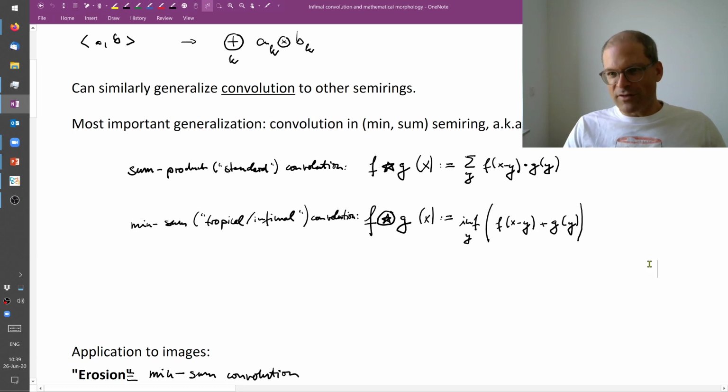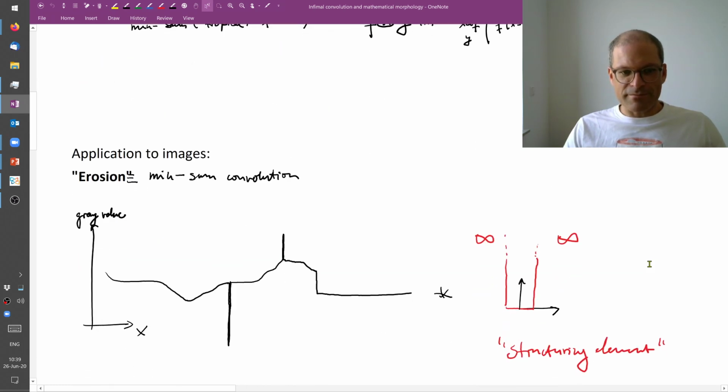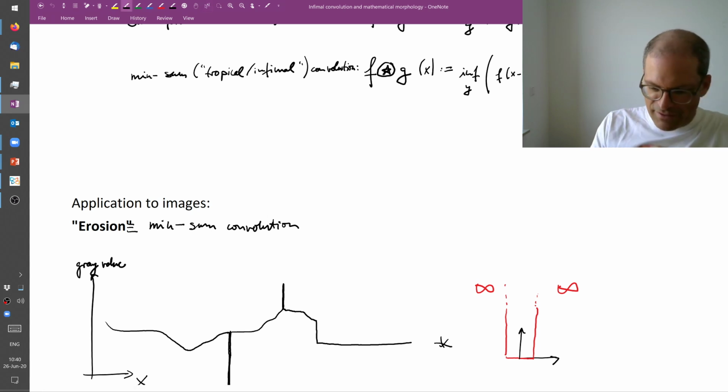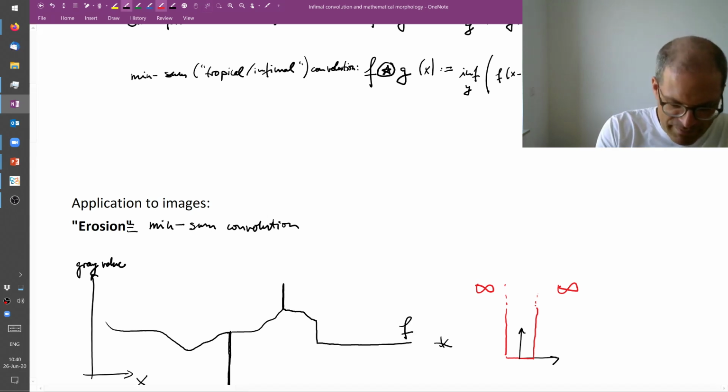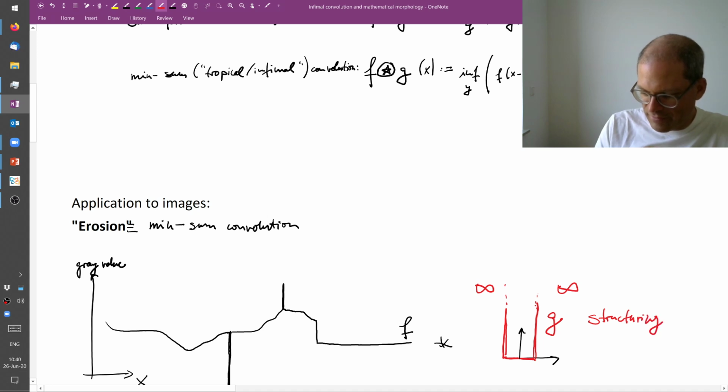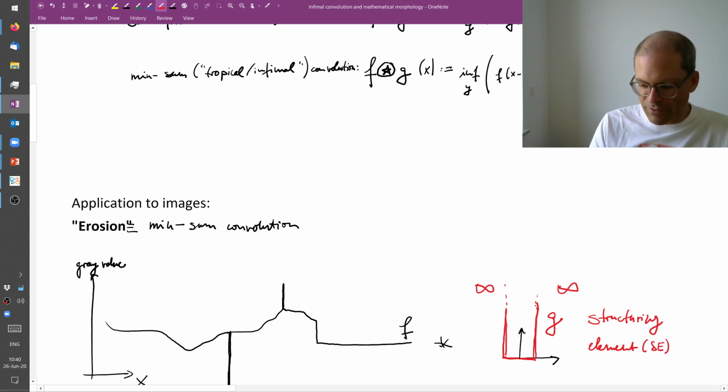Now, what does this mean? Let's do a picture. Here I've taken a row from some fantasy image, a single row, so I have gray value as a function of space. In the above formula, this would be f, and then I have in addition this function g, which in this field is also called a structuring element, abbreviated as SE below.